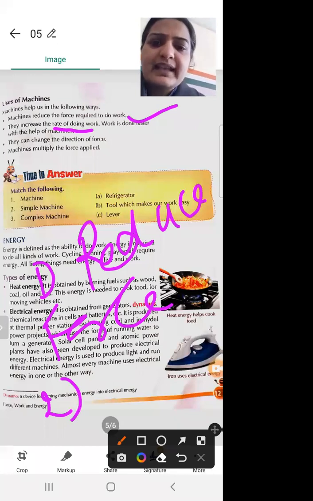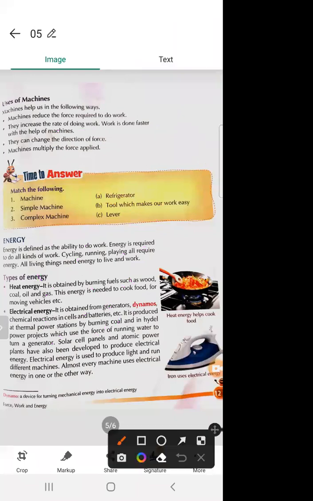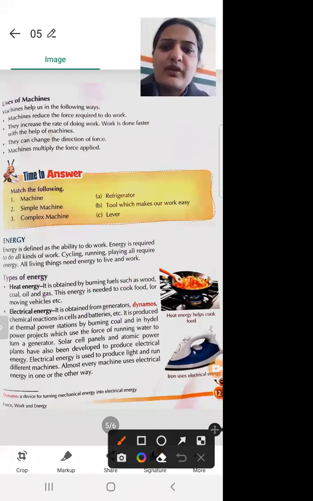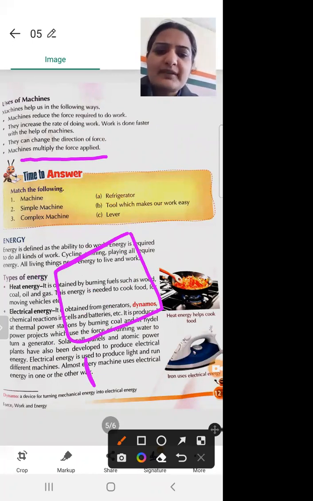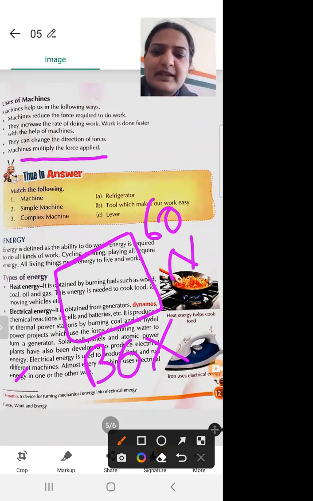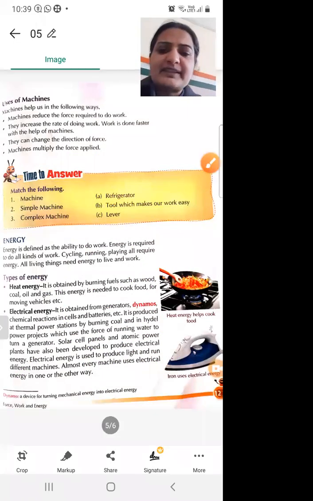And they can change the direction of force. So if you want to change the direction of force, we can use a machine. Machines multiply the force applied. Suppose on this box we want to apply force. If it requires 60 Newton of force, a machine multiplies this force and our work becomes easier.